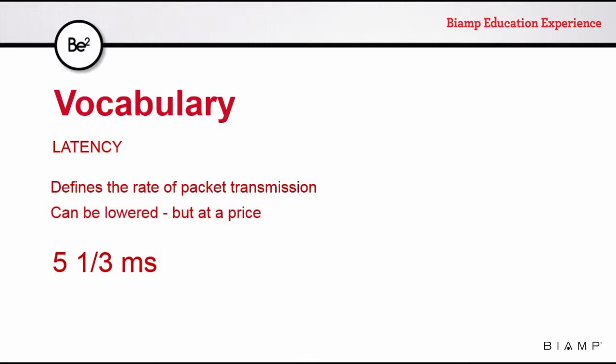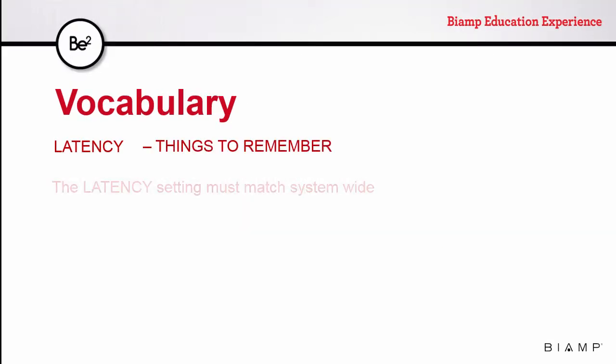The latency can be lowered, but at the price of decreased switch hops and/or channel count. The lower settings available are 2 2/3 milliseconds and 1 1/3 milliseconds. Some items you have to make sure of regarding latency are that latency must match system-wide. Systems with mismatched latency settings will not be able to transmit audio between each other.